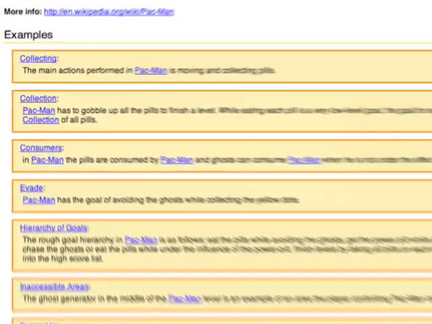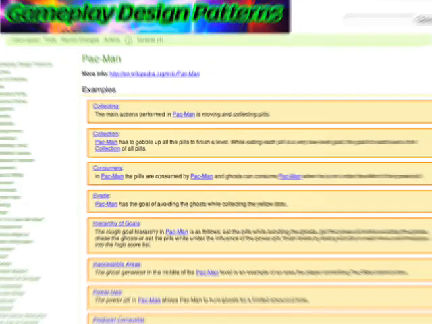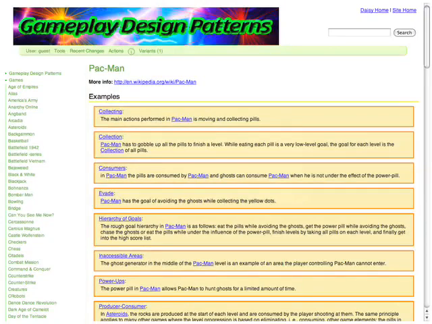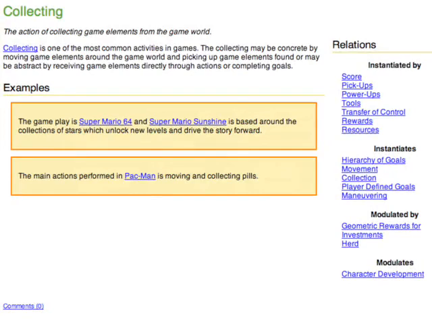We look at the first one, which is collecting, and it says the main actions performed in Pac-Man is moving and collecting pills. Okay, wonderful. Let's look at that in greater detail. And here is the collecting design pattern. And it's summarized as the action of collecting game elements from the game world.